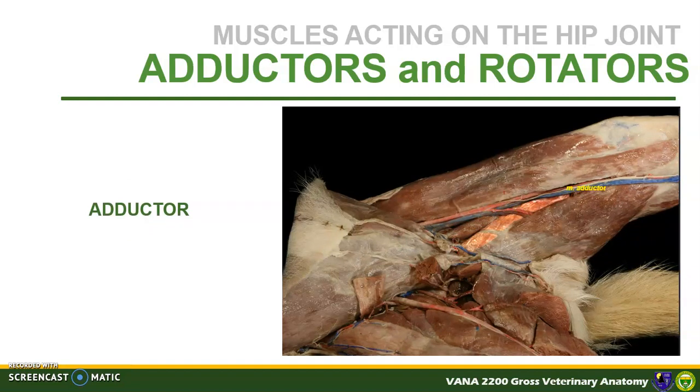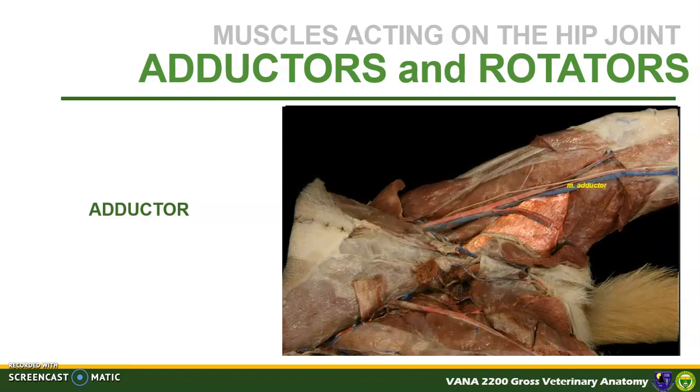Adductor is the largest muscle on the medial side of the thigh. If we remove the gracilis, we can see the extent of the adductor muscle. It extends from the ventral aspect of the pelvis to the medial side of the femur and tibia. It is a strong adductor but may also help to extend the hip. It is divided into a bigger adductor magnus and a smaller adductor longus.